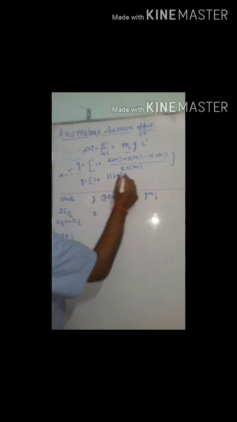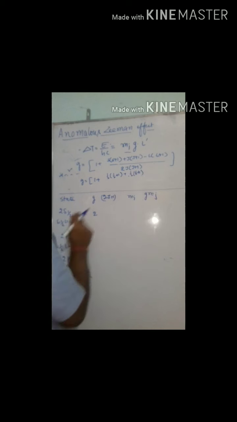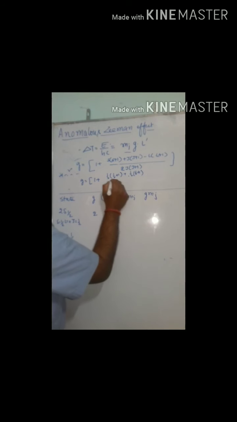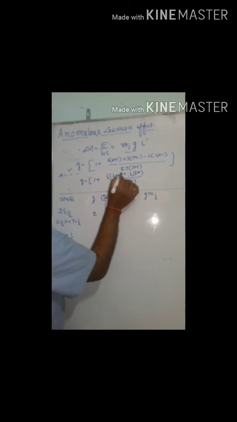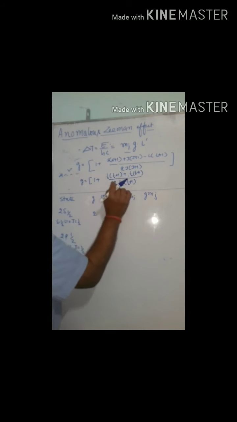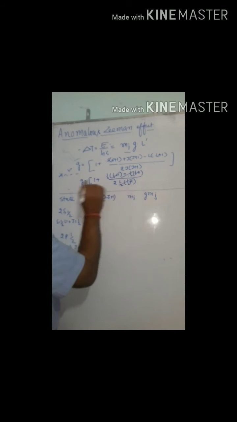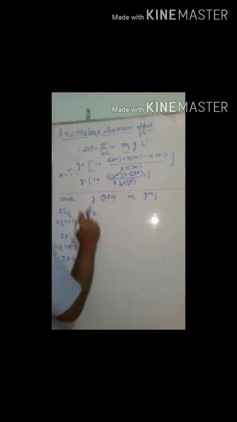J is how much? 1 by 2. That is 1 by 2 into 1 by 2 plus 1. L is 0, so 0 upon 2 times 1 by 2 into 1 by 2 plus 1. So this is nothing but 2 times 1 by 2 into 3 by 2, over 2 times 1 by 2 into 3 by 2. This all gets cancelled. Here we get 1. So this is 1 plus 1 is 2.